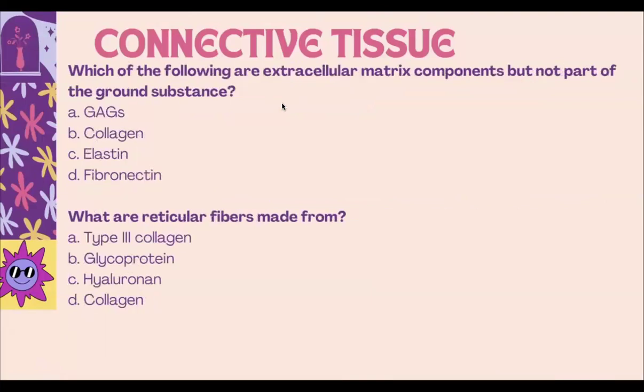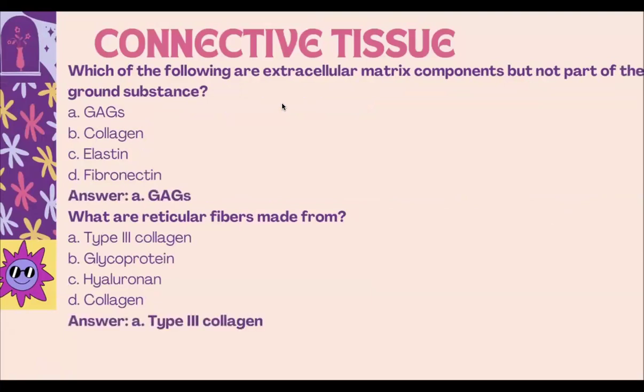Last part: which of the following are extracellular matrix components, but not part of the ground substance? And the next, what are reticular fibers made from? For the first question, this was a question in our final, but it was quite confusing and no one ended up having the right answer to it. So ignore it. This was just here for fun and to give you an example of what you can get in the exam. But it's a very messy question, so it's one that would be appealed.